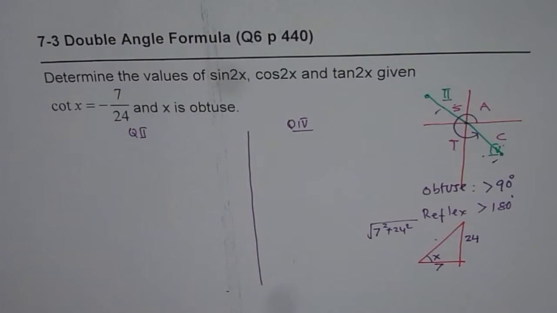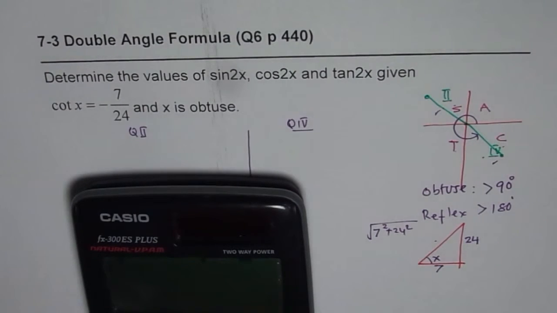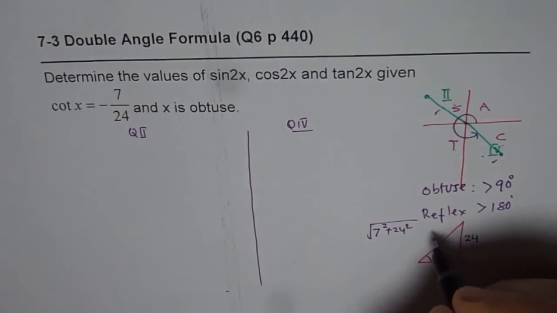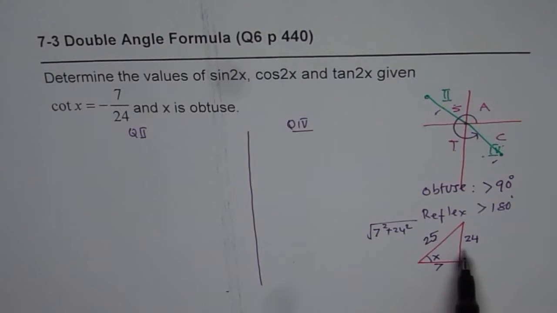Let's use the calculator to find the answer. So it is the square root of 7 square plus 24 square, which gives us 25. So 25 is the hypotenuse for us, right? So we'll write 25 here. Now that helps to find the values for sine, cosine, and all the functions, correct?